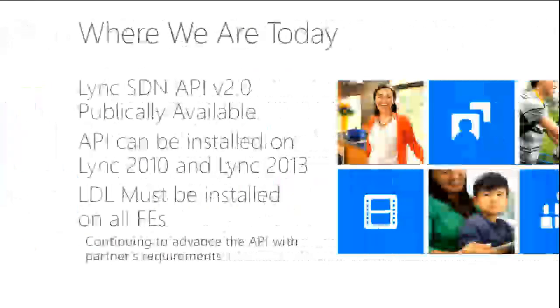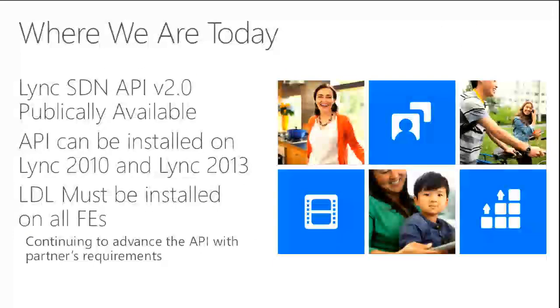Where we are today is we're shipping this. You can download it from the website, like I talked about. Just search Lync SDN API. You have to install the APIs themselves, this Lync dialog listener that you saw on the slides, in every front end today. In future versions of Lync, they will be in box, shipped already. But today, it's backwards compatible for 2010, 2013. You install them on the front ends, and then you point them to the SDN manager, and the SDN manager takes care of the rest.